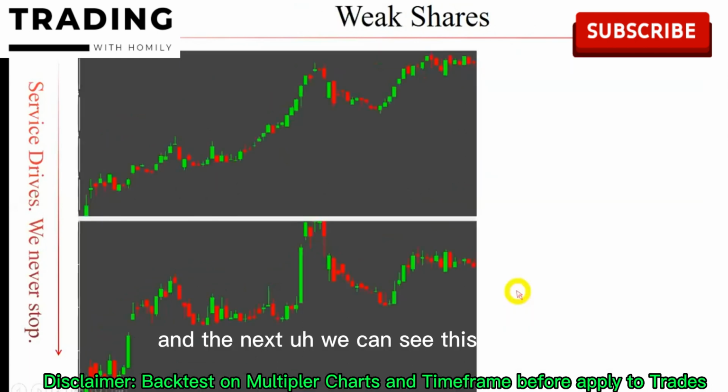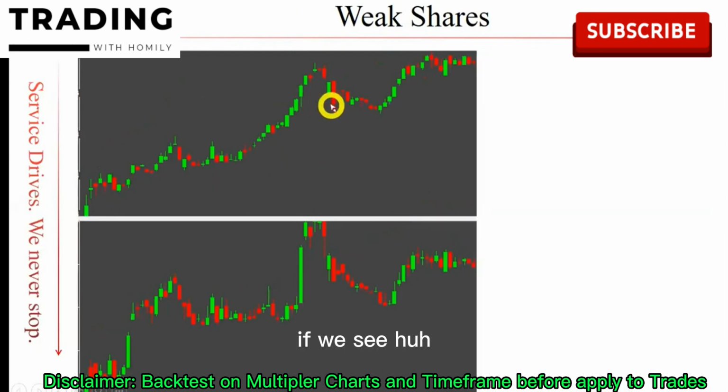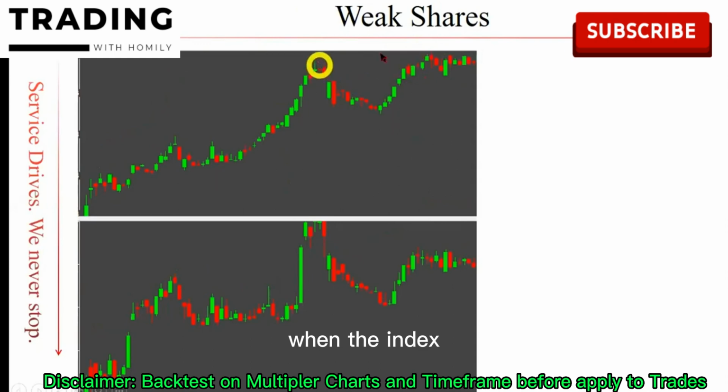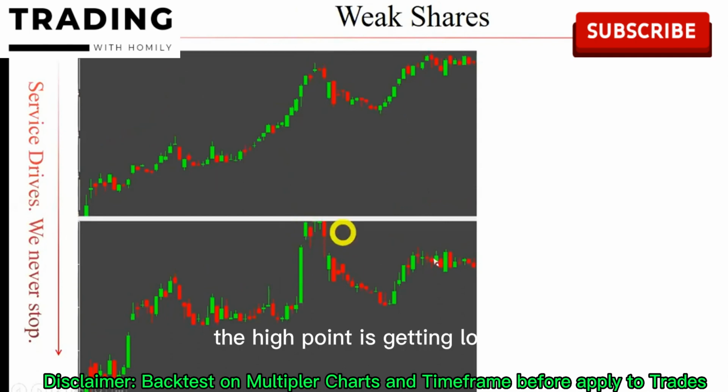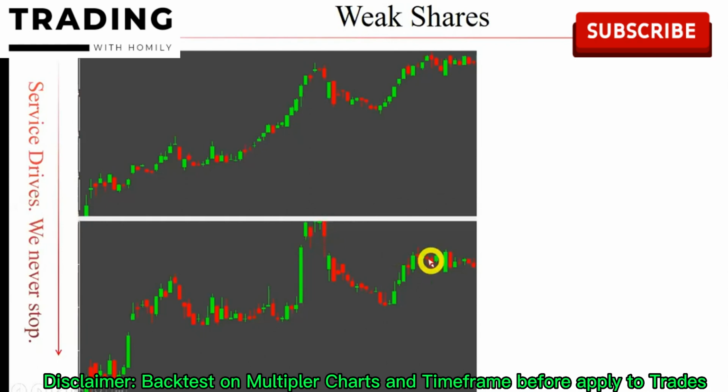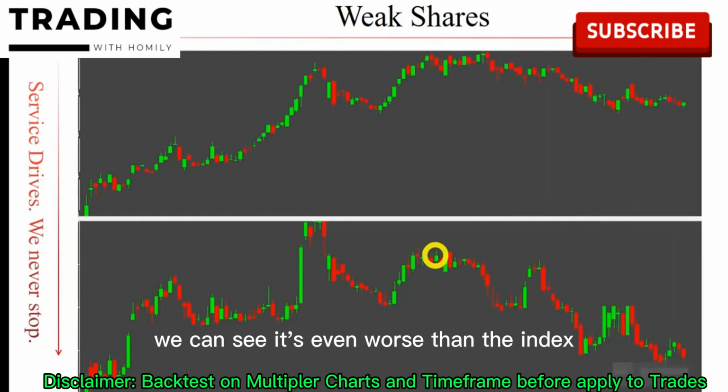And next, we can see this share. If we compare the two high points, we find when the index hit a new high slightly, for this individual share, the high point is getting lower. So we know the stock is weaker than the index. This stock is weaker than the index, and how will it perform in the future? We can see it's even worse than the index.